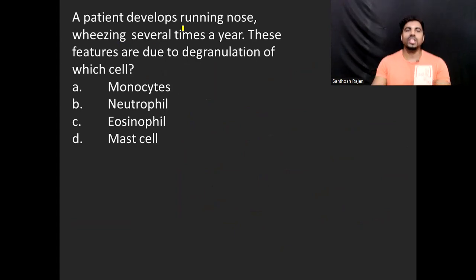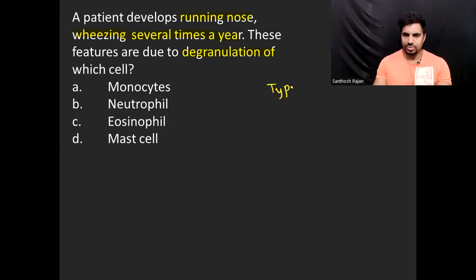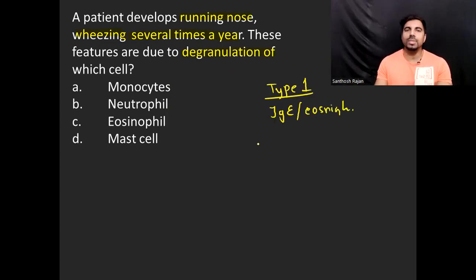Look at this question. A patient has developed a running nose and wheezing several times a year. So he has probably allergic rhinitis. These features are due to degranulation of which cells? When we talked about type 1 hypersensitivity, we said allergy is mediated by immunoglobulin E, and of course there is eosinophilia. But one more thing you shouldn't forget: there is an important cell called the mast cell. Mast cell releases what? Histamine. This is the main culprit for all allergic reactions.